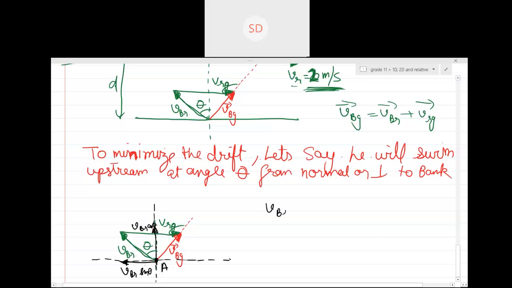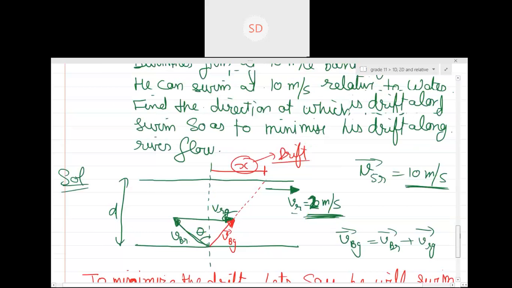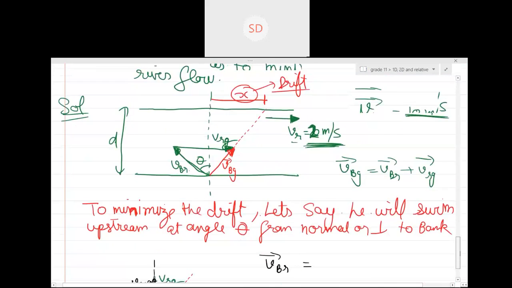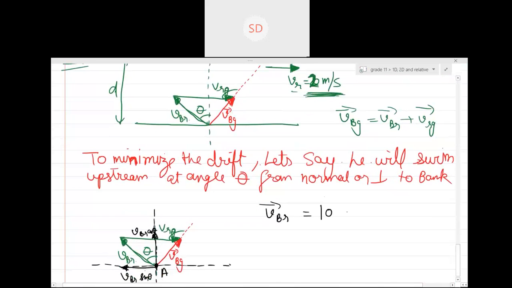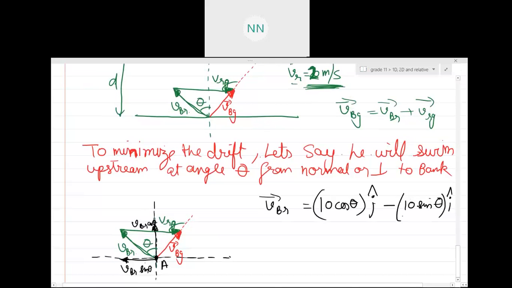Can I write a VBR vector which has a magnitude of how much? I think 10 meter per second. So can I write it as 10 cos theta j cap minus 10 sin theta i cap? Can I write it like this in vector form? Can you see why did I write minus 10 sin theta?